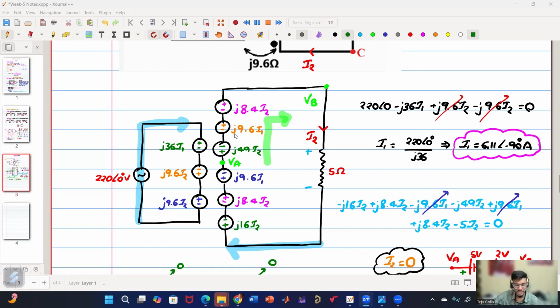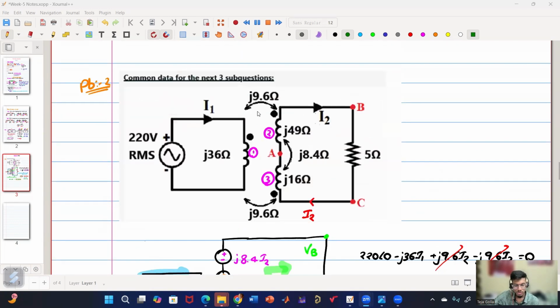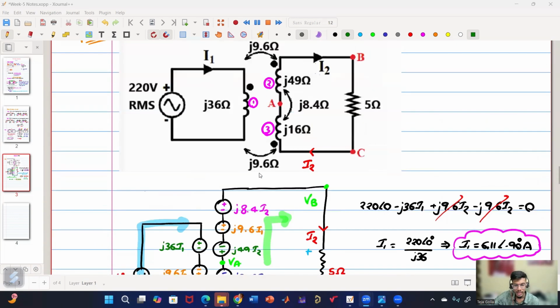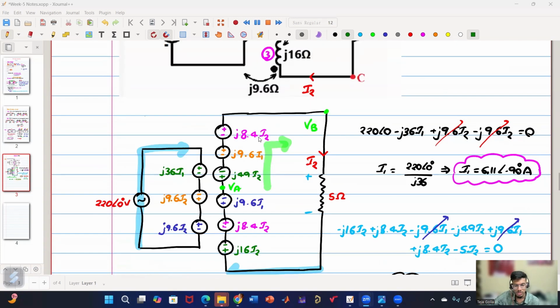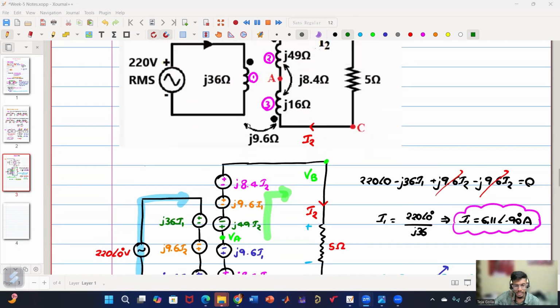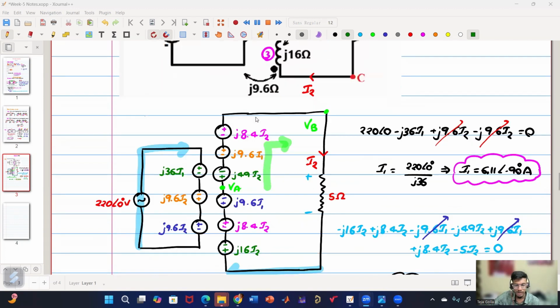Okay, so this 9.6 I1 is because of the mutual inductance with coil 1. So there is mutual inductance J 9.6. That's why here I got J 9.6. And this J 8.4 is the mutual coupling between coil 2 and coil 3. So here we have one J 8.4, here we have another J 8.4. Similarly, J 9.6 here, J 9.6 here. And this 9.6 is between coil 1 and 3. So that's why J 9.6 and J 9.6. Okay, sir, understood.